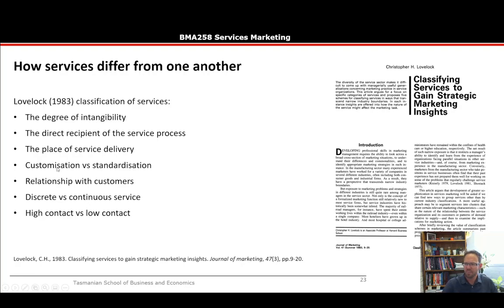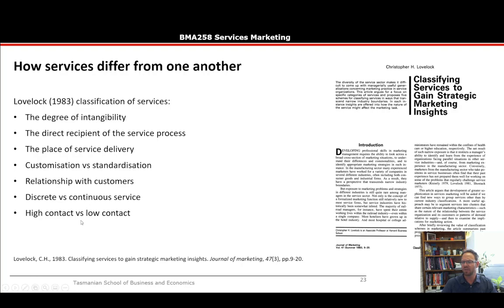Now, the type of relationship we have with customers: some services are going to have very close relationships with customers, others are going to be more distant, and some are more simple, some more complex. We also have discrete services, like you go in there and you buy a coffee and you're gone, right? Whereas others are more continuous, like your mortgage. You get a service where they lend you money, and that goes on for the next 20 years, right?